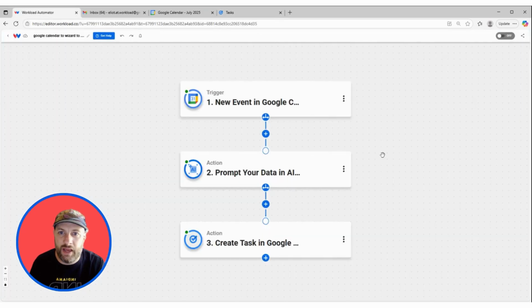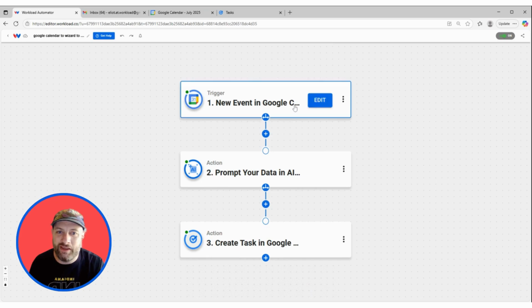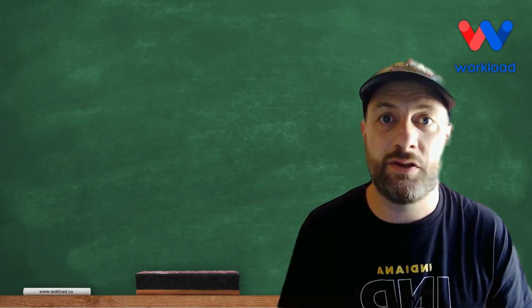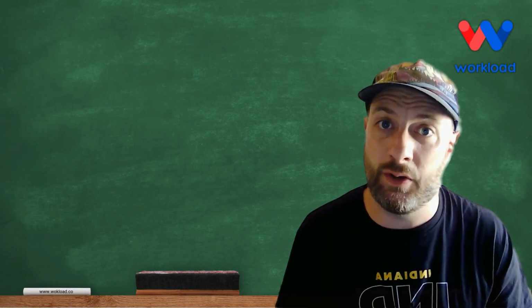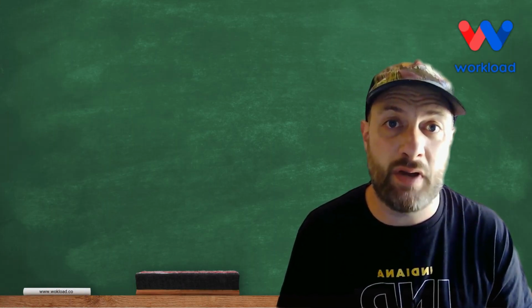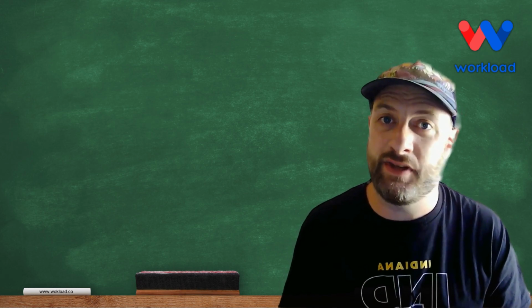All right, so we have a functioning workflow. All of our steps have a green dot in the upper left-hand corner, so we can activate our workflow. And now whenever we create a new event in Google Calendar, the information will be interpreted by the AI Wizard and turned into a task list in Google Tasks. That's how you can use Workload to build a workflow that interprets upcoming Google events and makes them into actionable tasks in Google Tasks.